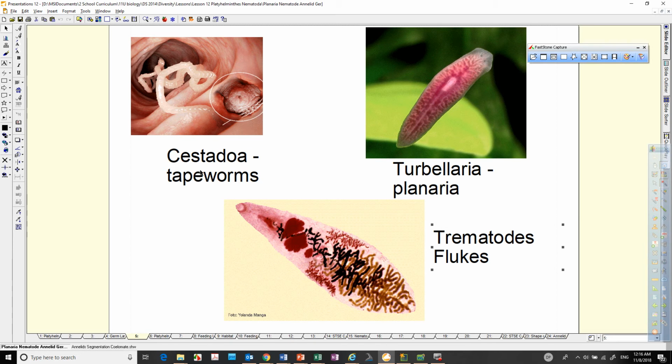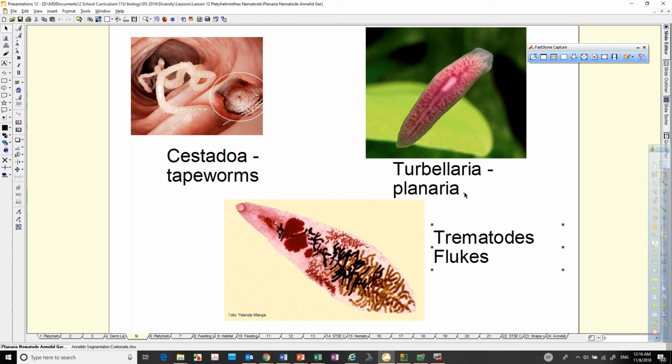And the 3 classes, you might recognize them as tapeworms. The proper name is Cestoda. Planarians, which we're going to see in the classroom on Monday, and the proper name is Turbellaria, and flukes. And if you've got a cat or a dog, you do have to be concerned about this because they are often infected with flukes. And if you don't cook your pigs properly, you can often get flukes as well. And the proper name is trematodes. So these are 3 classes.